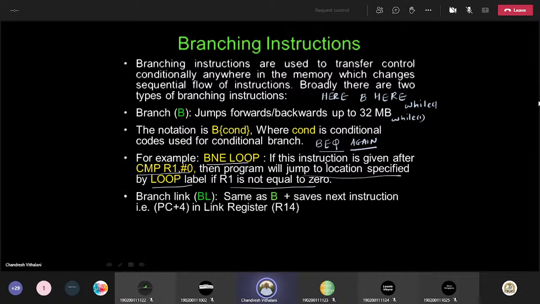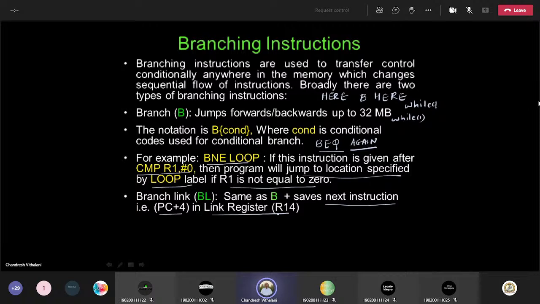Then there is another one, branch with link, BL. It is the same as B, plus it saves the next instruction, PC plus 4, into the link register. So it's obvious that whenever you want to return to the main program, you should use BL instead of simple B. Because in simple B, whenever you transfer your program to some other location, it is difficult to come back because we don't remember the original location. If you want to jump to a subroutine, you can use BL. BL is very much similar to the call instruction.